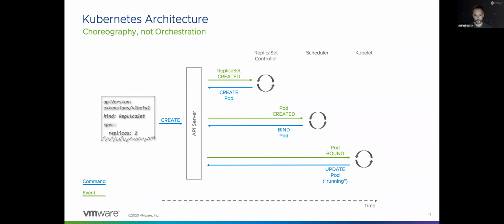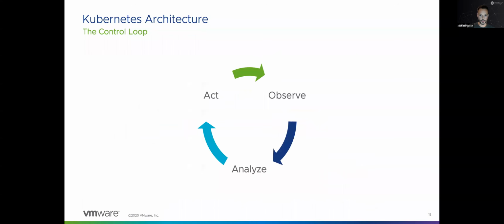This is how Kubernetes is implemented under the covers, with these autonomous controllers that perform some logic and then interact through the API server with commands and then events. So that's why we talk about choreography and not orchestration in Kubernetes, even though it's called a container orchestrator. Now inside these controllers, like the replica set controller, what happens there? This is a closed loop, if you will.